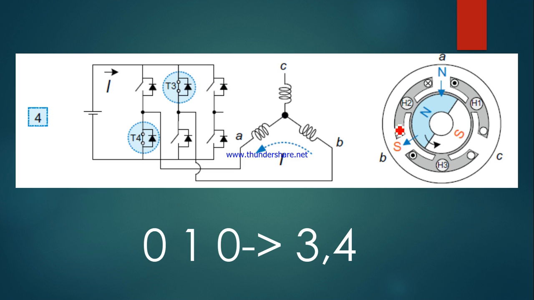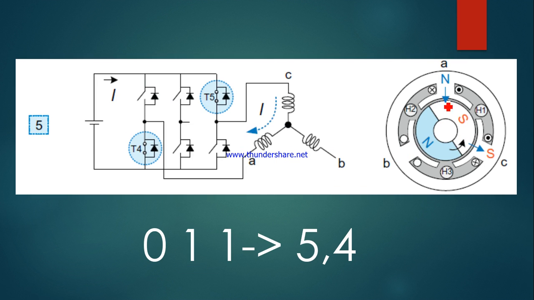In the next position, my north pole is only nearer to H2. So my H2 is 1. That time I am switching on 3 and 4. If I do that, then my B pole will become south and A pole will become north. You see, B south, A north. So this south will try to go to that north. You see, it is moved.